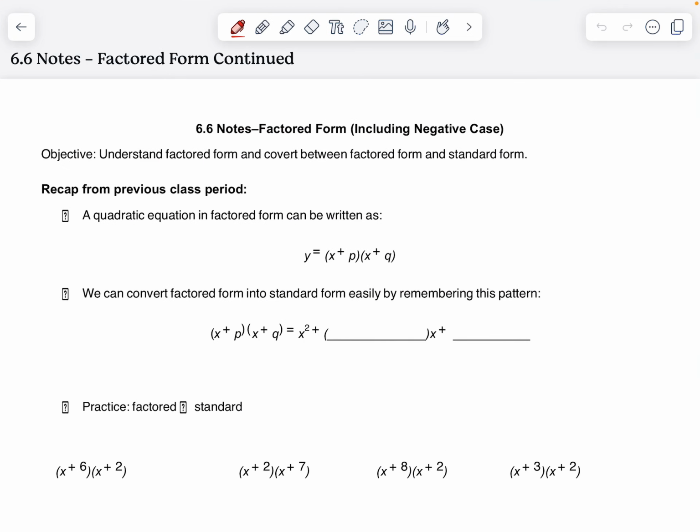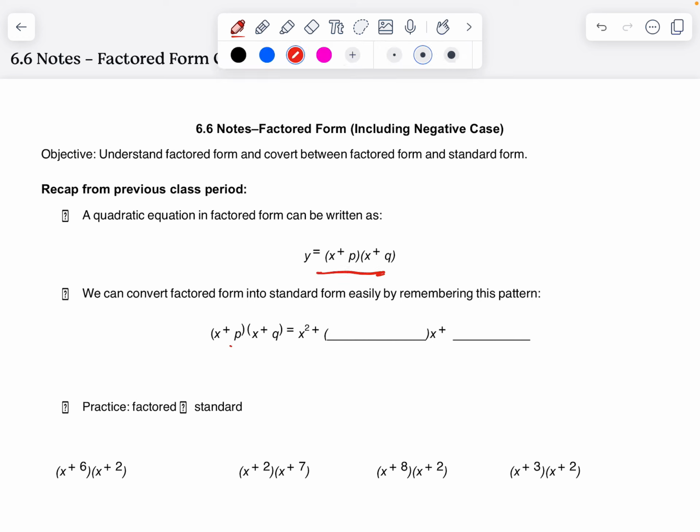I'm going to go over all the notes that you have handed out to you and get you ready for the homework assignment. So, first question here in your notes is converting things from this form right here, which is called the factored form, into standard form.